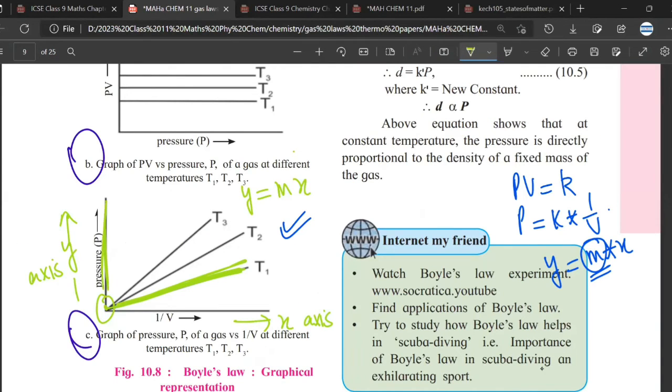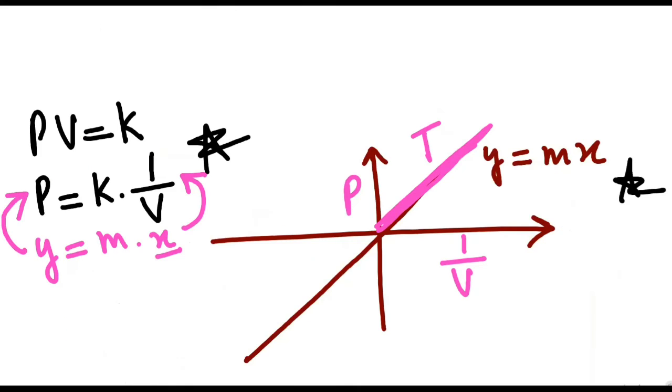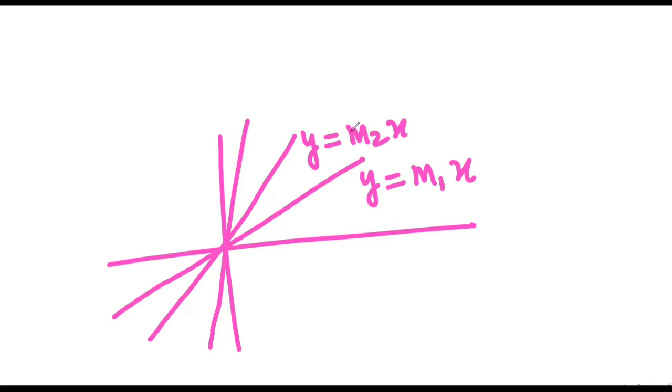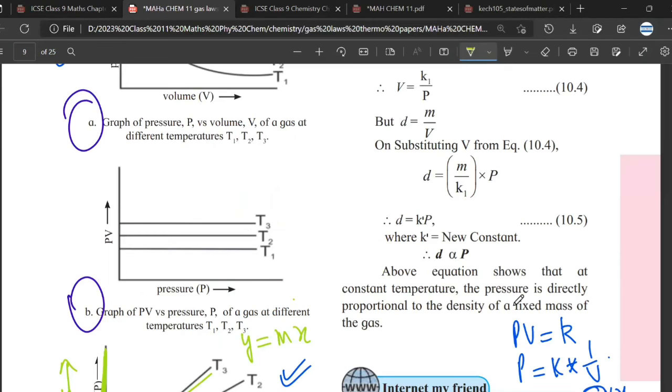Phir se dekhiye. This is my y. This is my x. But my x now is 1 upon v. And this is the isothermal, which is applicable at a certain temperature only. Any doubt? No. When I change the temperature, please try to understand. When I change the temperature, basically what I'm doing is I'm changing the slope of the graph. Any doubt? No. Because again, if we refer to class 10th mathematics, the equation of this line would be y is equal to m1x, this would be y is equal to m2x, and this would be y is equal to m3x. The general equation remains the same because they pass through the origin, but the slope changes. Any doubt, Mr. Vandika? No. You should be very clear about the graphs because this would be very helpful for us in the competitions.